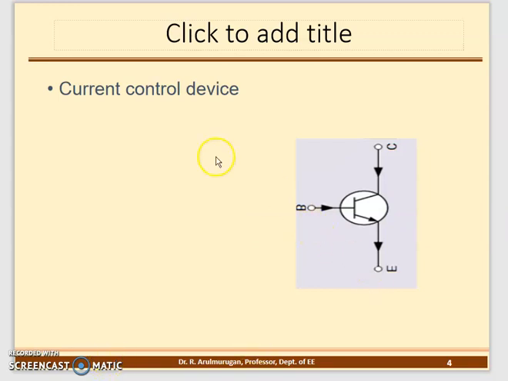Okay, so here, it's a current control device. The BJT is a current control device.